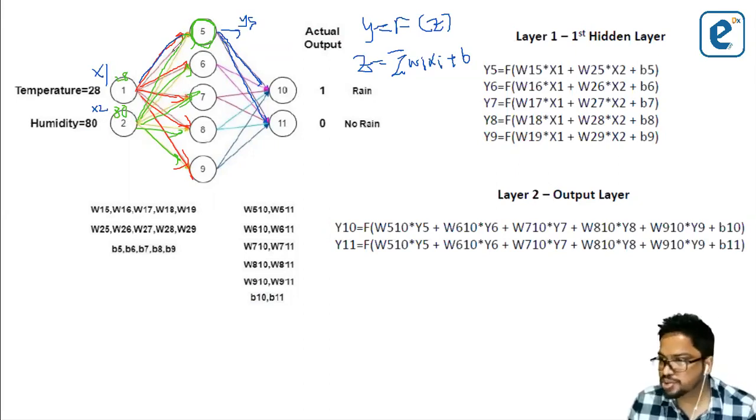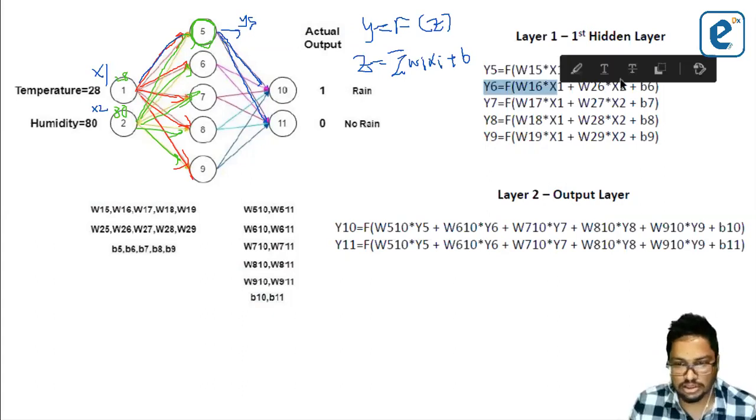The x2 should be multiplied with the corresponding weight. The corresponding weight is from 2 to 5, that means w2 to 5, and that will be multiplied with x2. You can see it here, right? Understood?